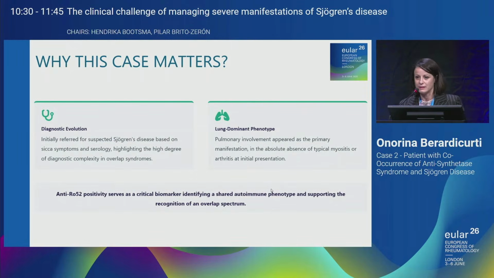This case is important because it gives us the opportunity to discuss together a patient who was initially referred to our Sjogren's syndrome unit because of a suspected Sjogren's disease, but actually we have to rethink her diagnosis and our treatment strategy during her history. It also gives us the opportunity to discuss the role of anti-Ro52 antibody positivity in patients with different autoimmune diseases, but with the presence of a lung dominant phenotype.